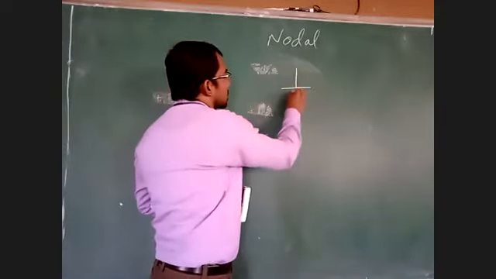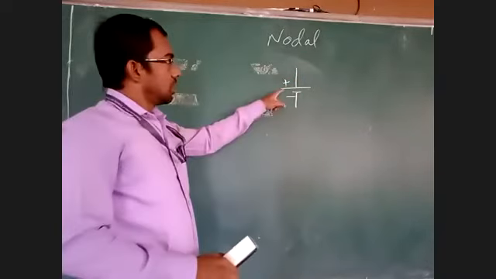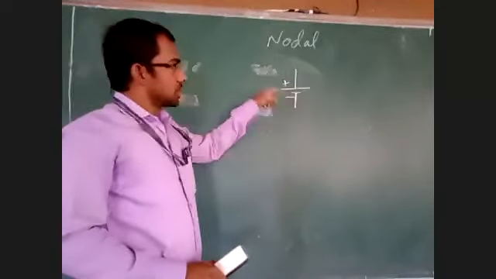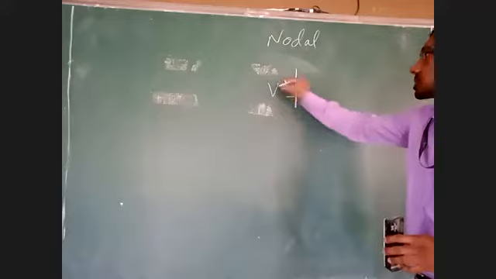So this is the voltage source. This is the positive terminal, this is the negative terminal. The bigger terminal is the positive terminal and the smaller terminal is the negative terminal. This is the voltage source.